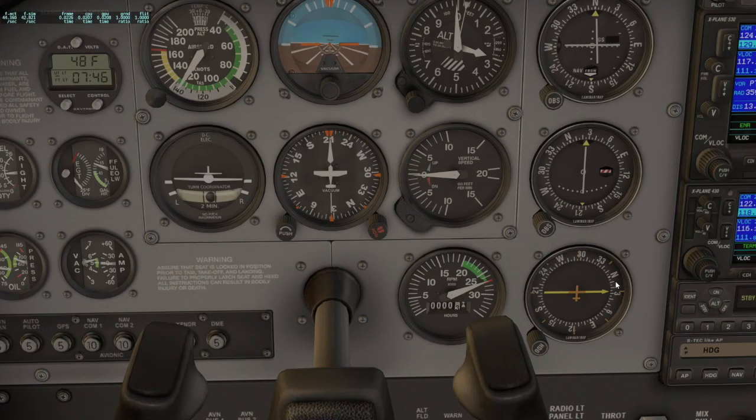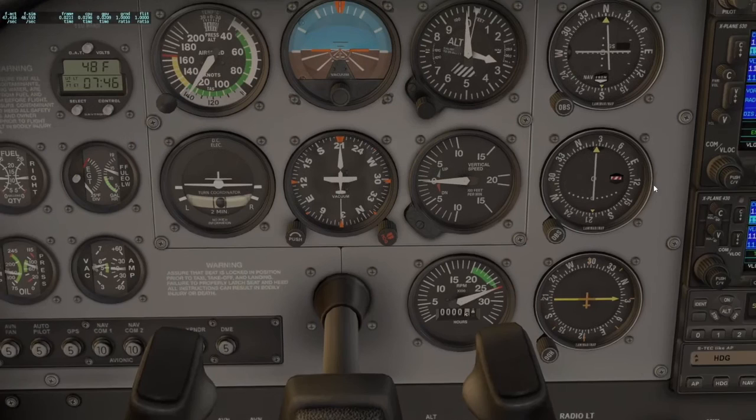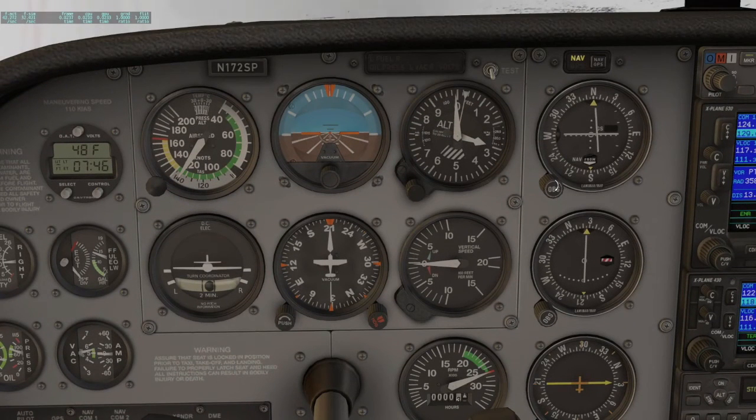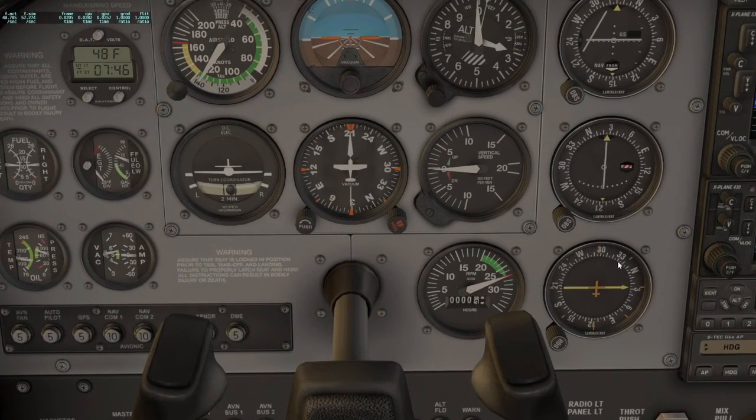I'm maintaining 210 heading. So the next radial I need to look for is the 330 radial. Come back here. Here we go. I'll set it on the top. Once I see the needle moving close to it, I'm going to start turning to capture it. At that point, what am I going to do at the 330? At the 330 radial, I'm going to turn 45 degrees to intercept the 300 inbound.